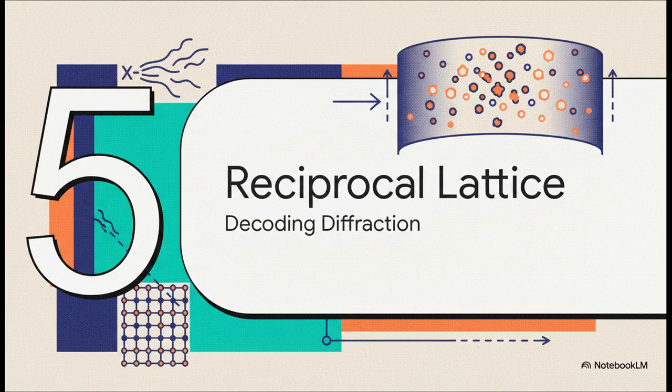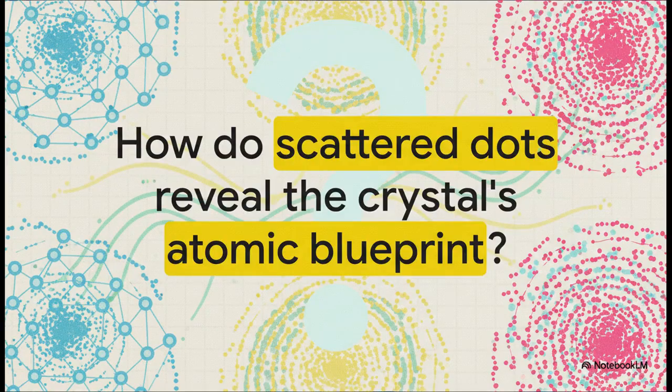And that brings us to the final and maybe the most mind-bending piece of the puzzle. We've done the experiment. We have our detector, and it's covered in this pattern of bright spots. So what now? How do we translate this dot pattern back into the atomic blueprint we're searching for? This is the final leap we have to make, because the pattern we get doesn't look like a tiny photograph of the atoms. It's more abstract. It's a pattern of dots.